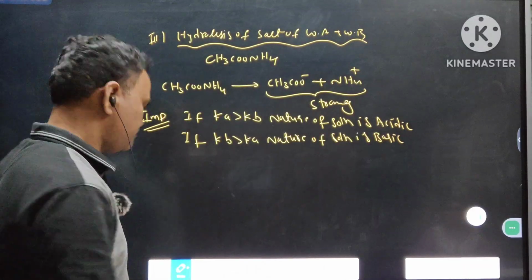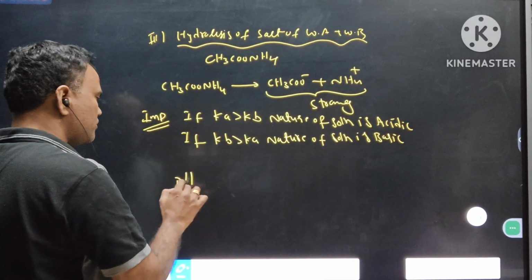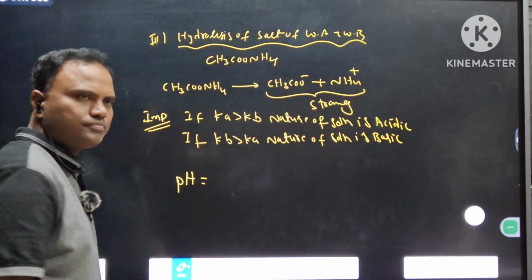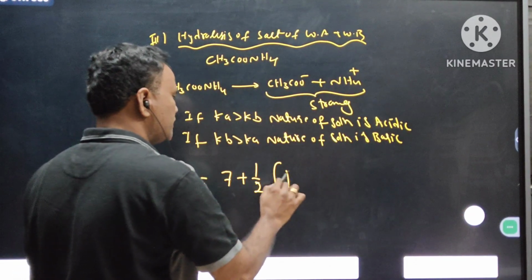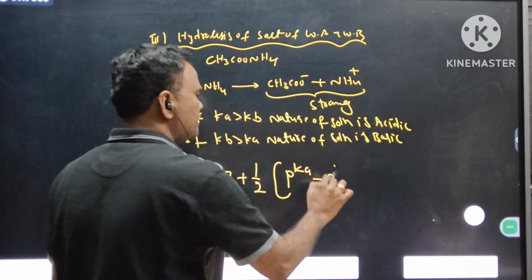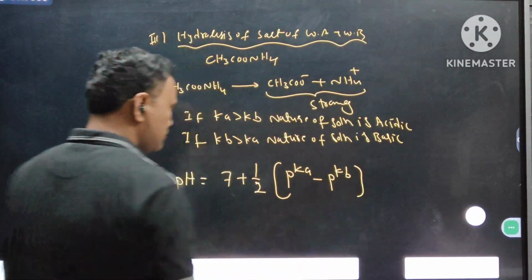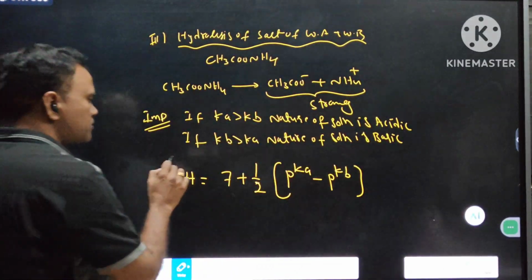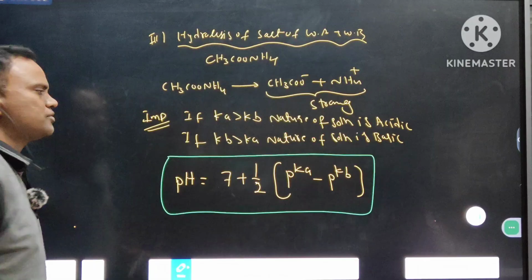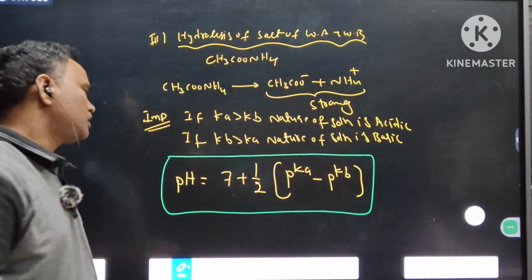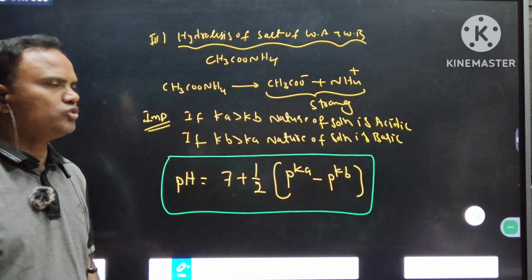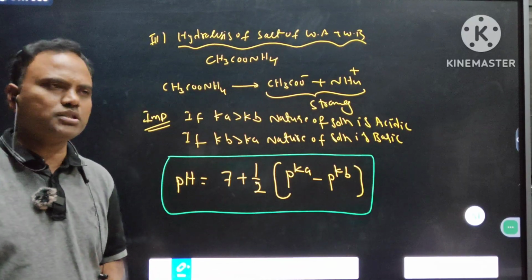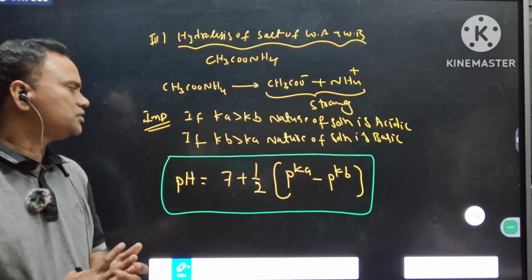Now, the formula: pH is equal to 7 plus 1 by 2, very important, pKa minus pKb. When you get salt of weak acid and weak base, use this formula: 7 plus 1 by 2 (pKa minus pKb). We'll do the numericals on different formulas. Okay, learn before that.